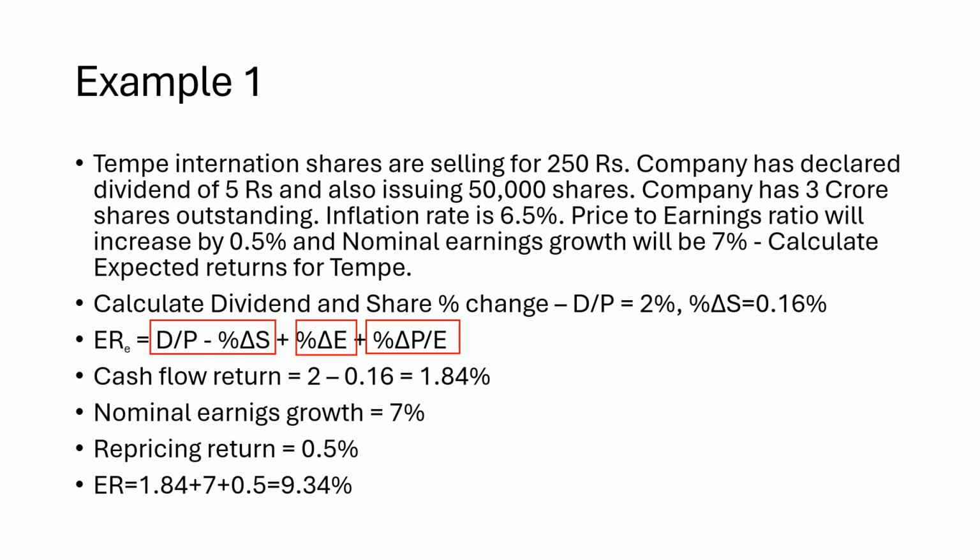Now the second term, nominal earnings growth, is already given as 7%, and it is nominal, so we don't need to add inflation to it. And the repricing return is 0.5%. So the total equity return forecasted for Tempe International is 9.34% after adding all these three terms.